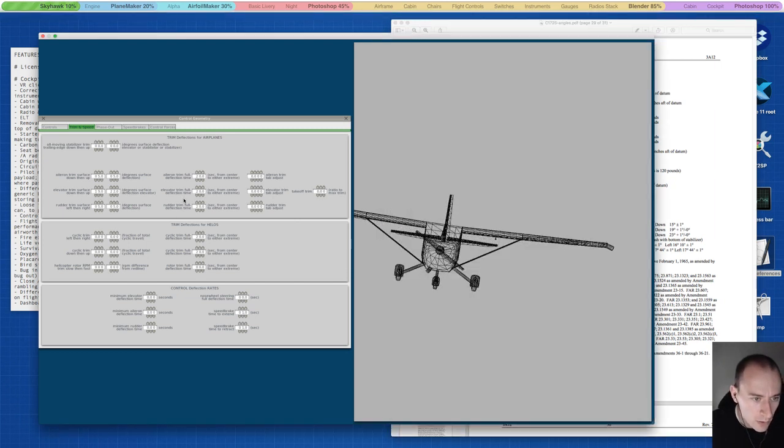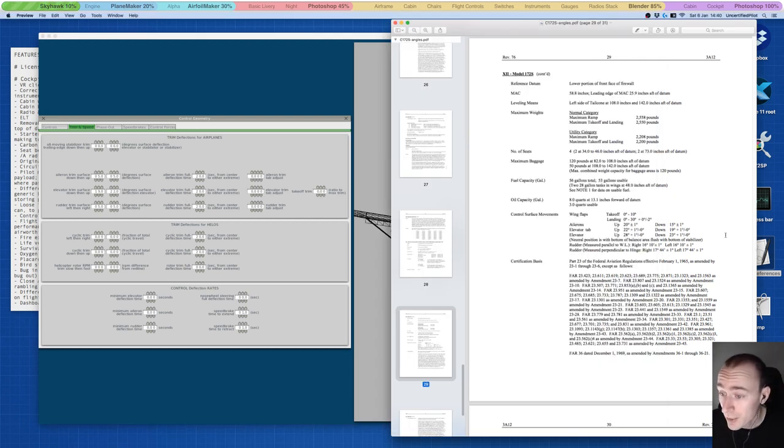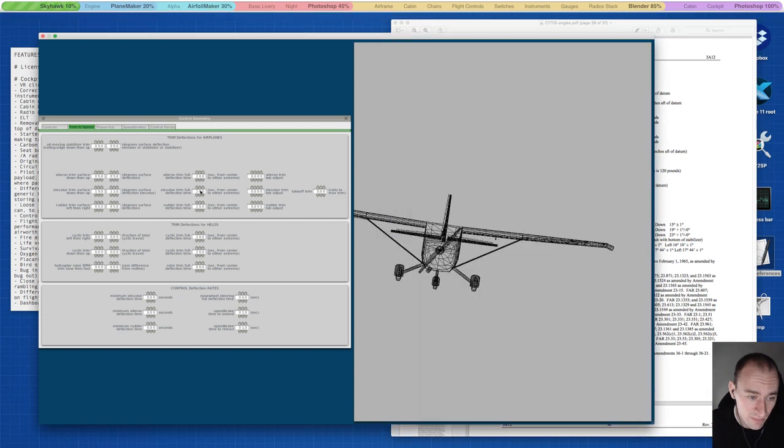Done. Elevator trim time, full deflection time. I have no idea. I guess that's also not something that is described here in the manual. And that will therefore be something that we need to look at separately in the sim. 20 seconds. This is the total time taken for the trim to go from center to either extreme.